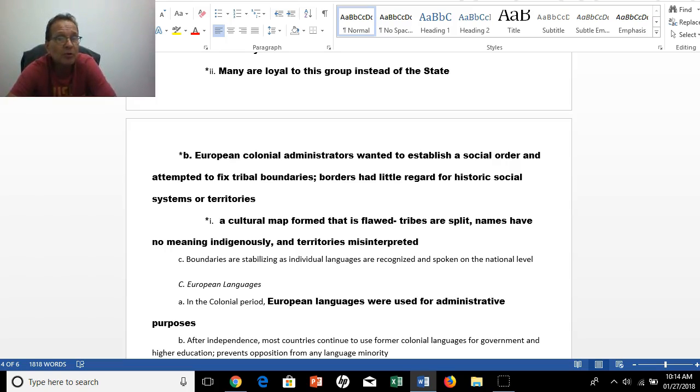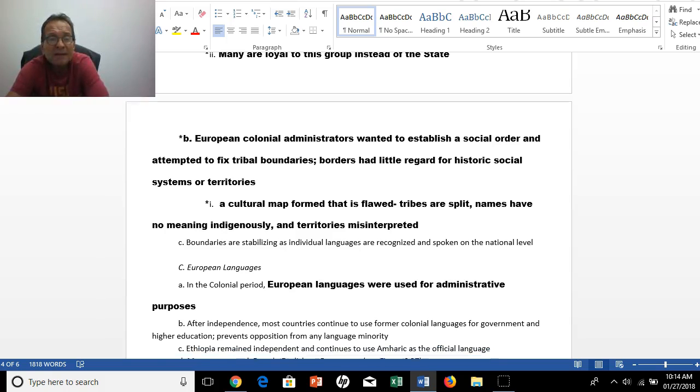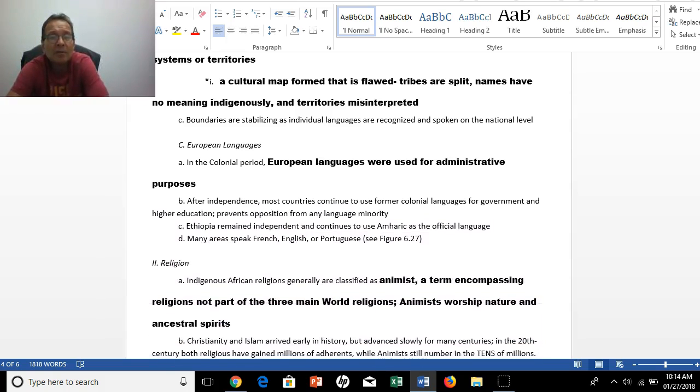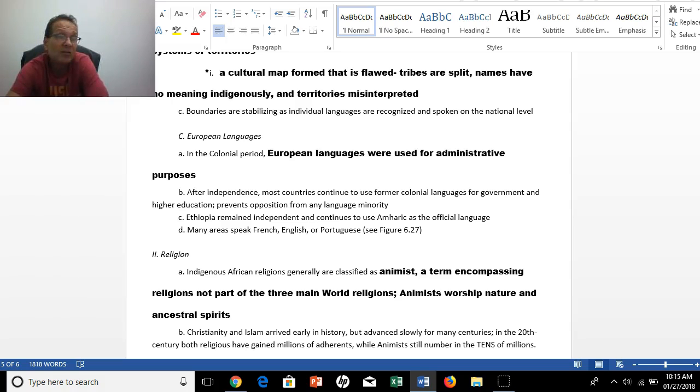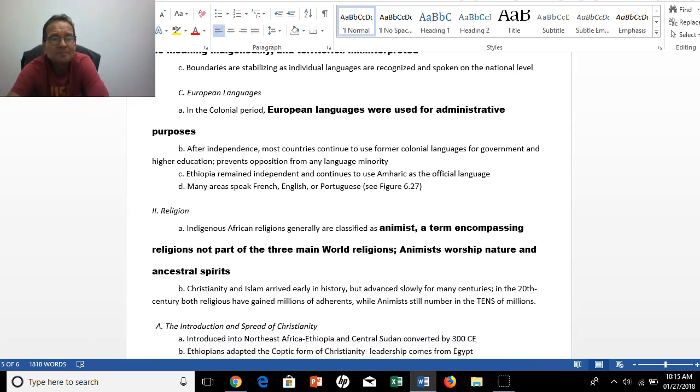And these boundaries that were established by the colonial powers are stabilizing as individual languages are recognized and spoken on the national level, but European languages during the colonial period were used. And that's why French is spoken in Northwest Africa, English is spoken in the South, German might be spoken in places of Tanzania. Ethiopia was the only country to remain independent during the colonial times.